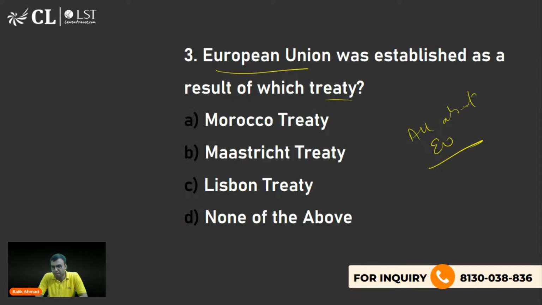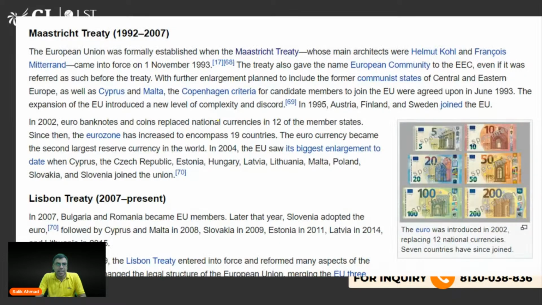Yes, so European Union was established as a result of the Maastricht Treaty. Yes, Ayush and Shruti, you both are right. B is the right answer to this question. So you should remember this. It came into force on 1st November 1993.